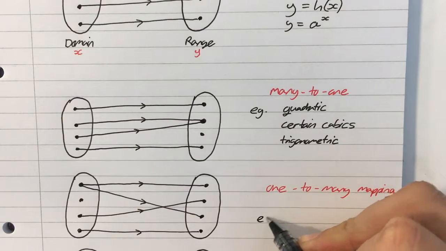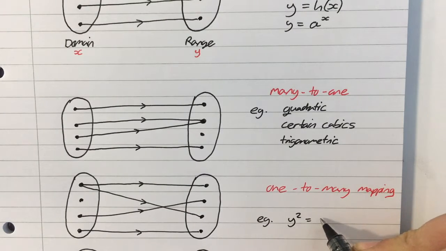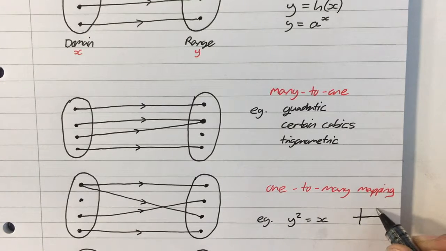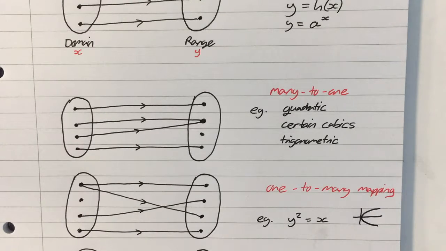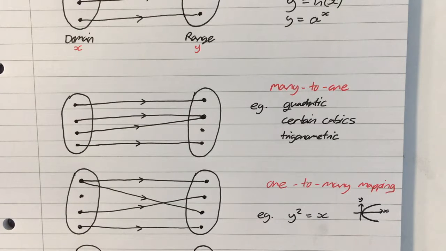An example of this might be, well, let's just do y squared equals x. That produces a graph that looks something like that. Okay, so it's a parabola on its side, with my y-axis and my x-axis. That's a mapping, not a function.